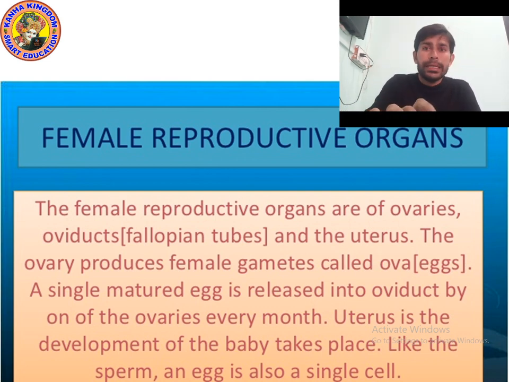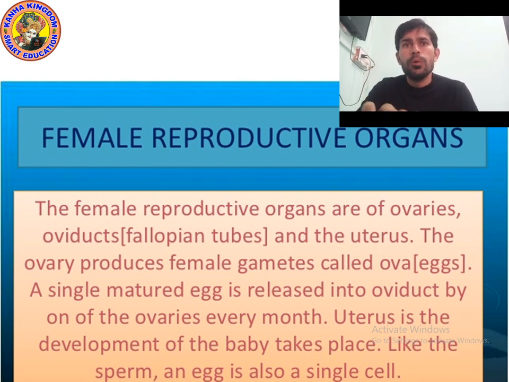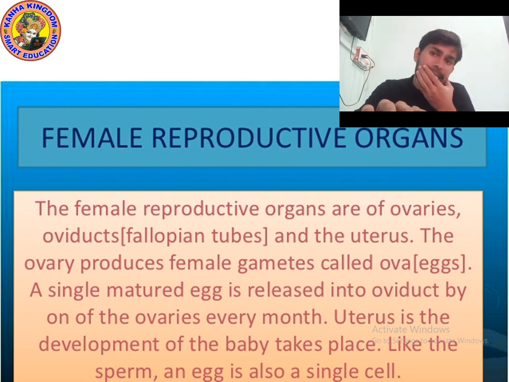Today we will study about the male cell. We will also study about the female cell. Male cell means sperm, and female cell means ovum. You already know that the male cell is also known as male gamete, or you can say sperm. The female cell is also known as female gamete, or you can say ovum.